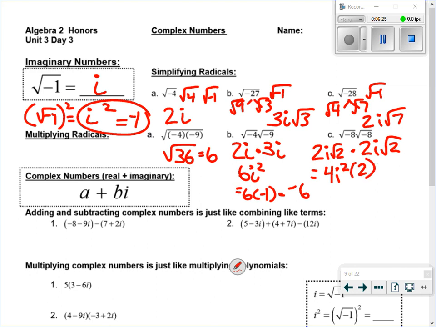Good. So once again, I don't want to write i squared. I want to simplify it. What does i squared become? Negative 1. So this is really 4 times negative 1 times 2, which is equivalent to negative 8.